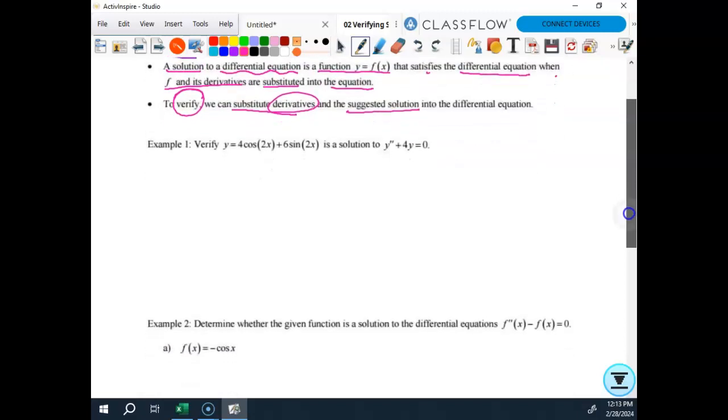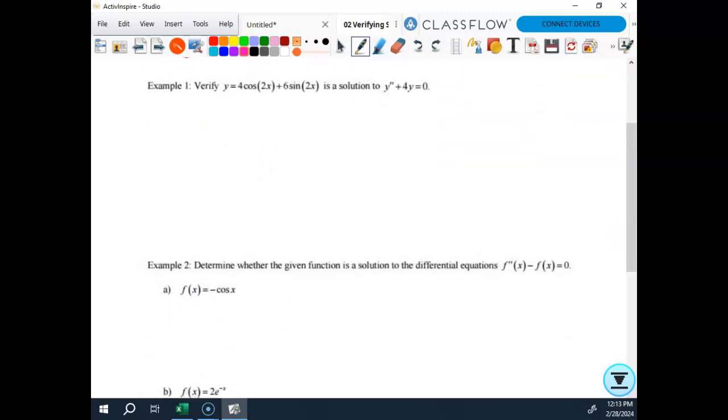It says verify. So verify means this is the solution. Show me that it is the solution. It is not asking, is this a solution, right? Those kinds of wordings and questions make a difference. So they give me a y equals, and it says show me that y equals this is a solution to this differential equation. In order to do that, what do you think we have to find?